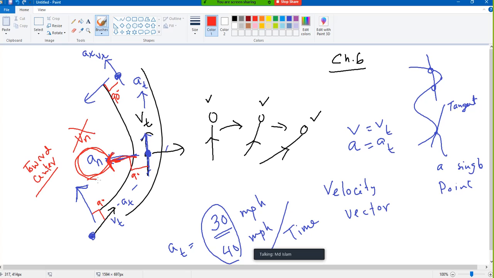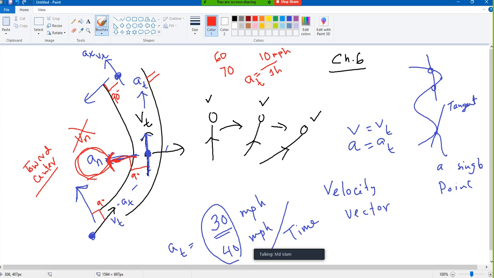Now how to calculate it? Easily, AT you know from your speed data. Say last hour your speed was 60 miles per hour. This hour your speed is 70 miles per hour. So your change in speed is 10, divided by 1 hour. So that is your AT, the tangential acceleration. Very simple to calculate AT. How to calculate AN? Not so difficult.